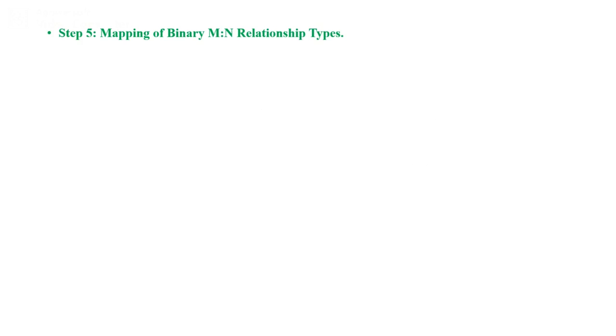Next step is step 5, mapping of binary m::n relationship type. In this mapping, when two entity types are participating in a relation R, we have to specify the constraints, that is the cardinality ratio constraints, based on the participation of either the S entity type or the R entity type. Based on that, we are specifying the relationship type R, which is in m::n manner.